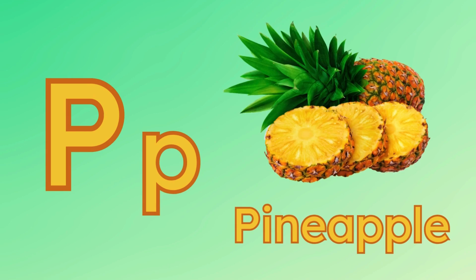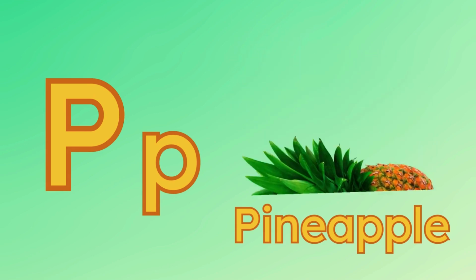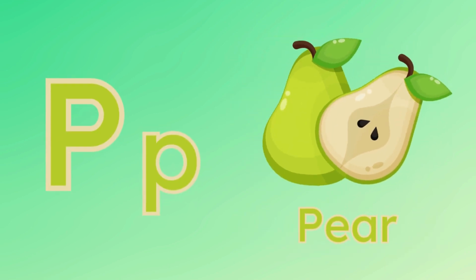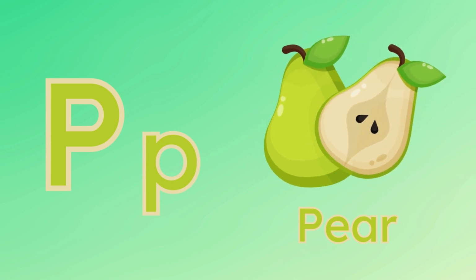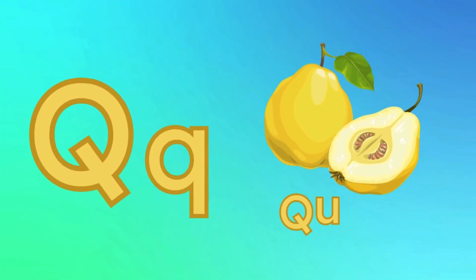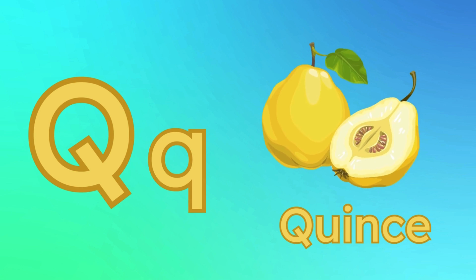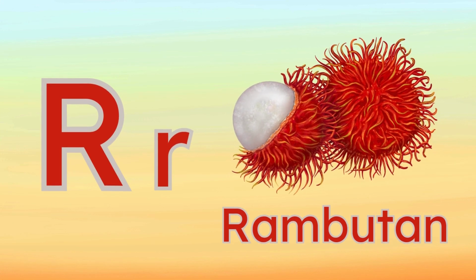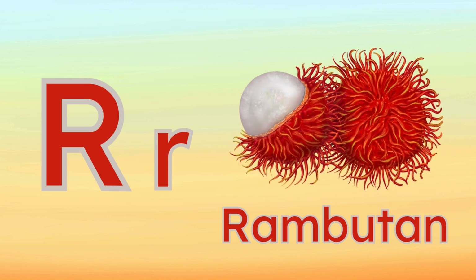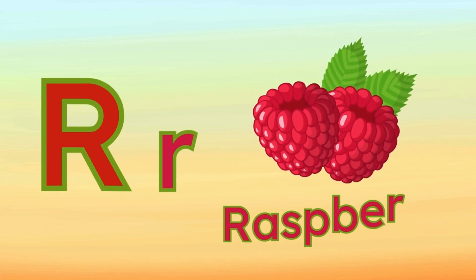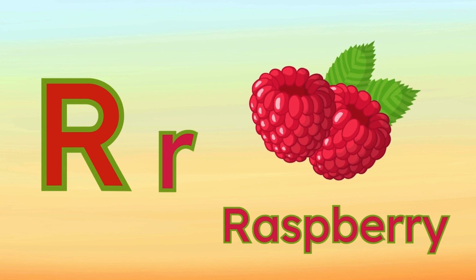P. Pineapple. P is for pineapple. P. Pear. P is for pear. Q. Quince. Q is for quince. R. Rambutan. R is for rambutan. R. Raspberry. R is for raspberry.